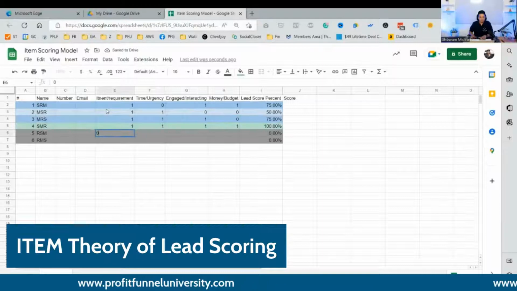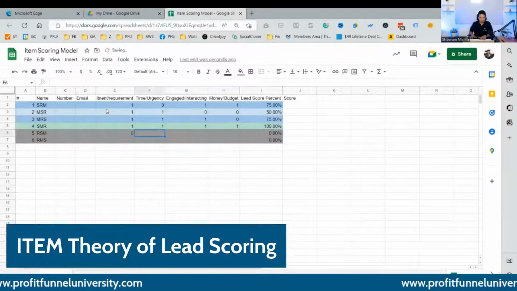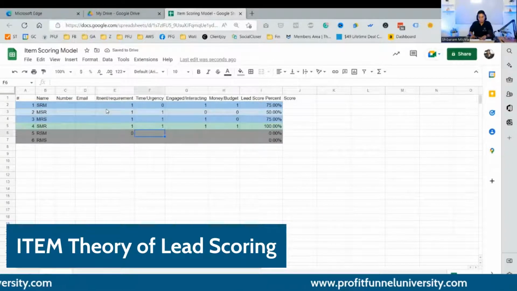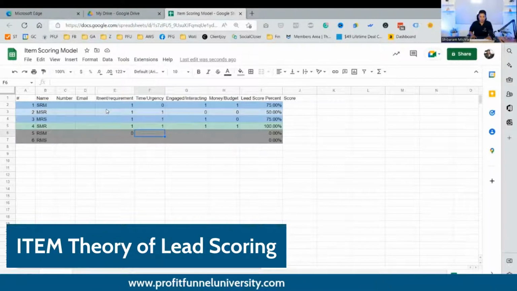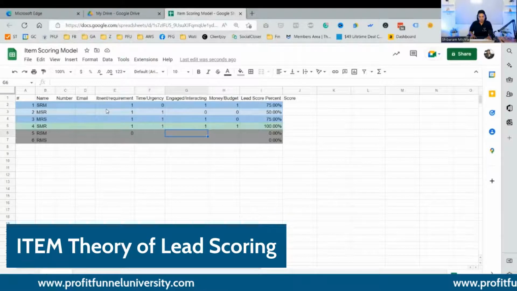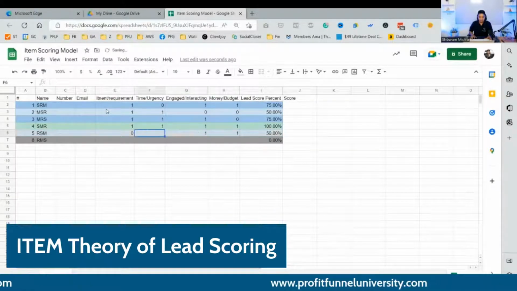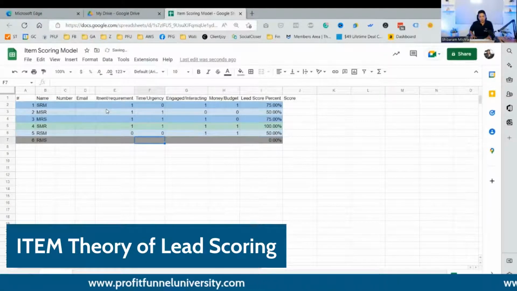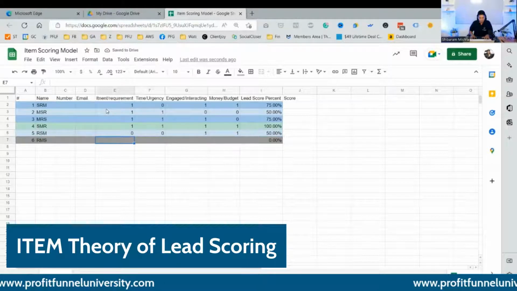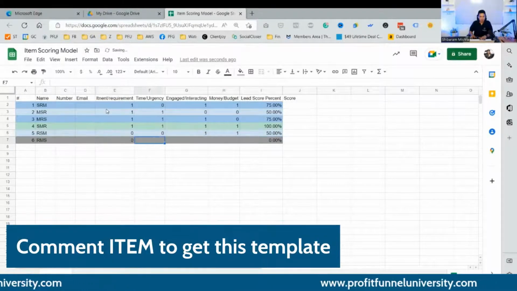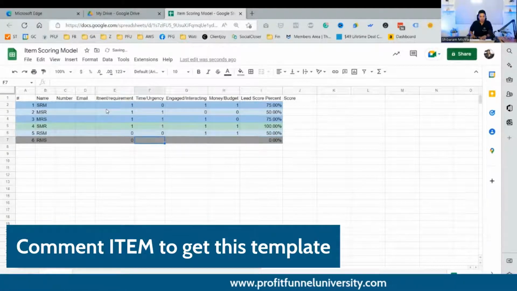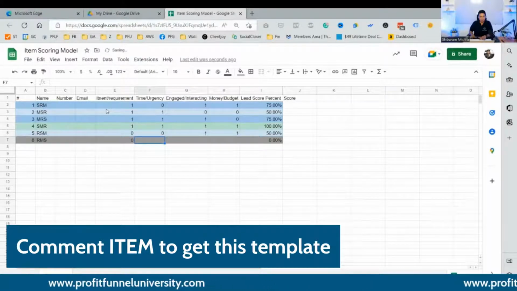RSM doesn't have an intent. Since he doesn't have intent, probably you need to engage them. But let us say zero has budget, said okay, I have budget, but I don't know what it is. Is replying. Time urgency you can't put because that person is not interested in your product as of now. And let's say this person doesn't have time, the intent, doesn't have money, and is not replying to your messages. So it is basically a junk lead.